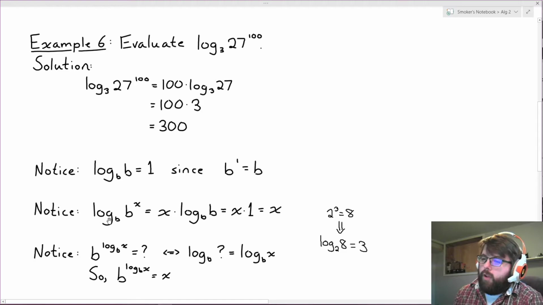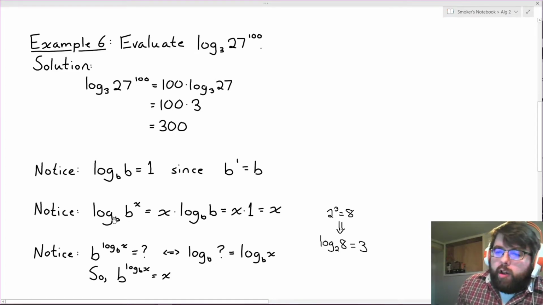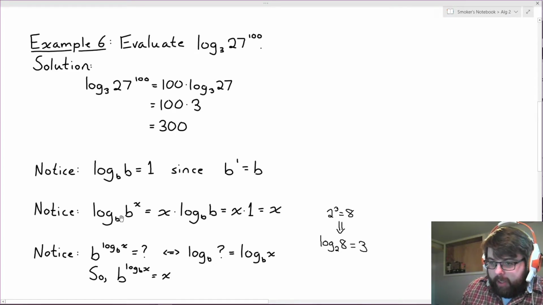If you ever have log base b of b to the x, so the base here is the same as the base inside, well, log base b of b is 1, so you can bring the x down in front, and that would be the same as whatever the exponent is. So log base b is asking b to what power gives me b to the x, and the answer would be x. B to the x gives me b to the x.